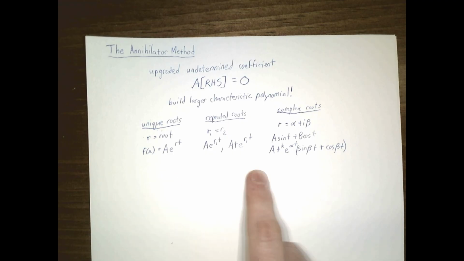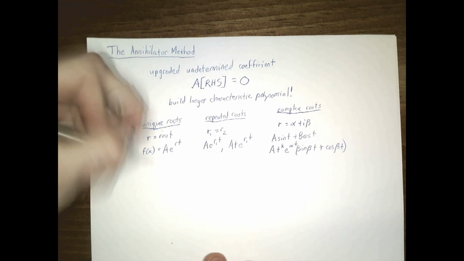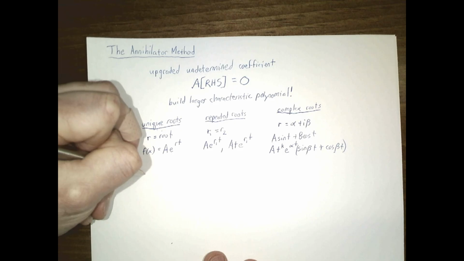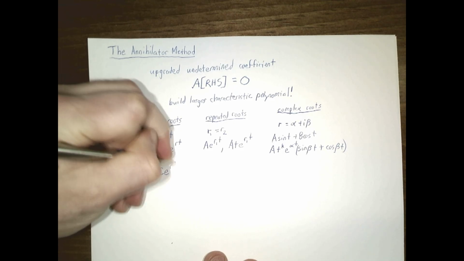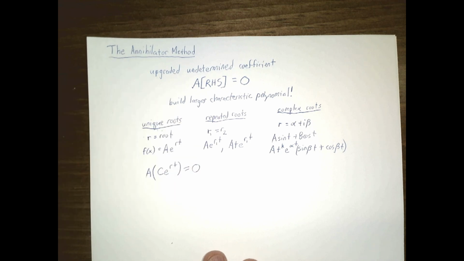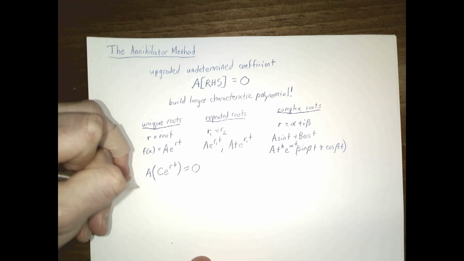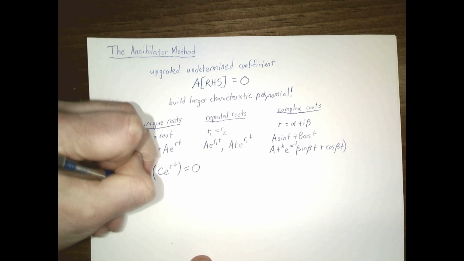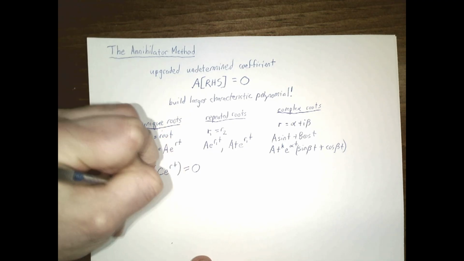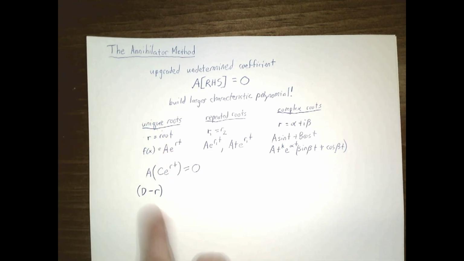So how do we annihilate these things? We want to apply some operator, A, that when I act it on this exponential, I get 0. Well, how do I do that? One way to do that would be to take a derivative, D, and then subtract away the root r. This is the operator here, D representing a single derivative minus r.